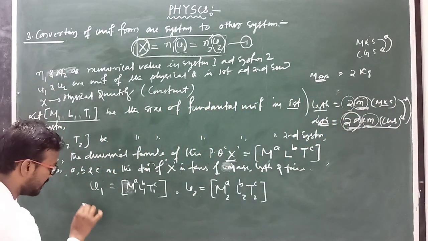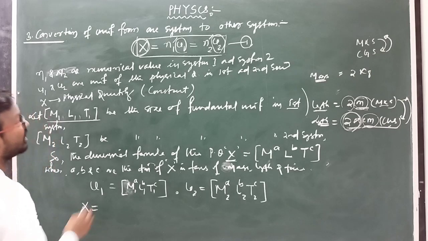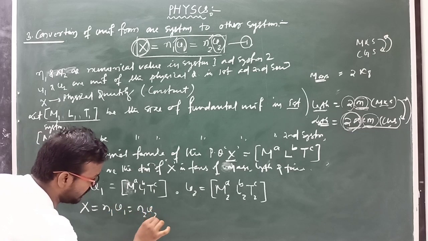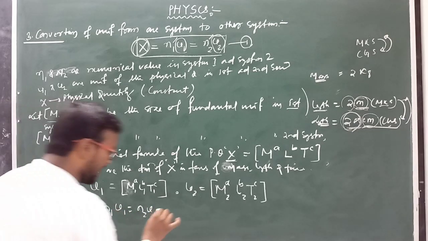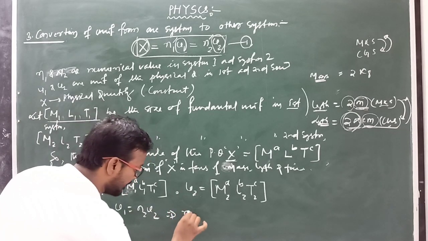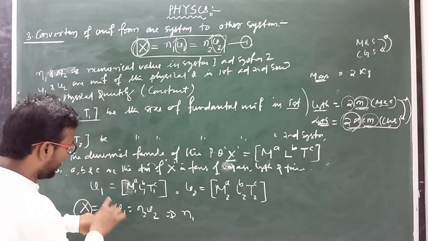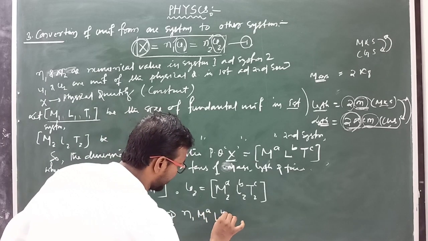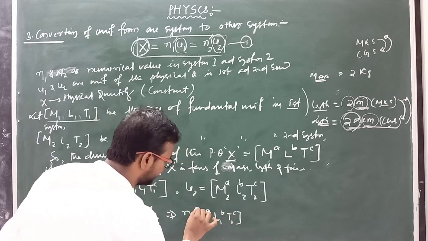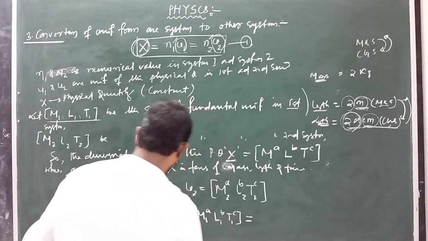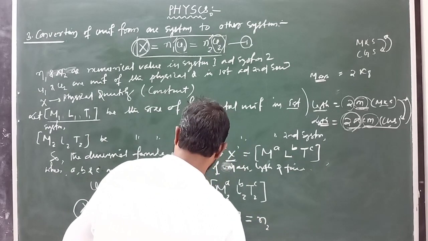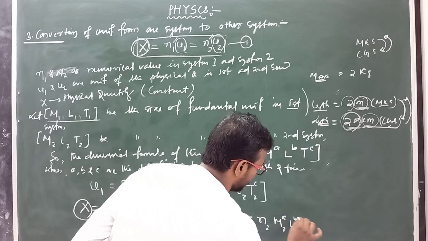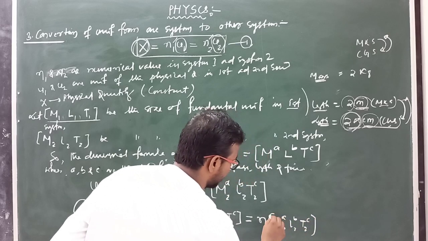So that's why you can write here x equal to n1 u1, which is equal to n2 u2. Here the physical quantity is constant, so you can write n1 u1. What is u1? u1 we can write as m1 power a, l1 power b and t1 power c, which is similar to n2, the numerical value, and u2, its unit. So m2, l2 and t2 in this relation.